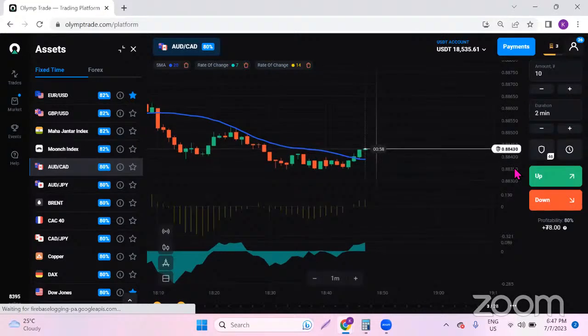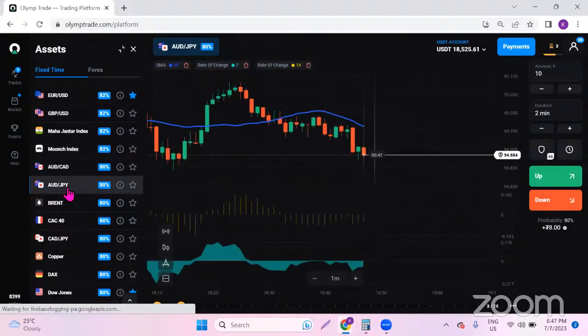So if this shows a green candle, we will make a trade in that upward direction and see where this goes. In the meantime, let's check some other assets too.